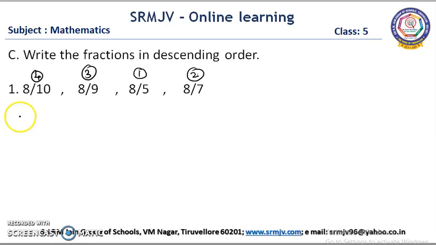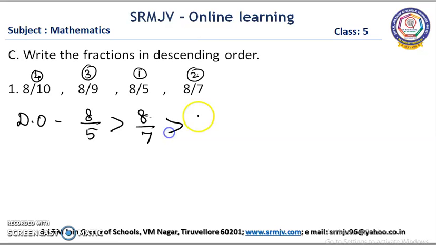Now, we are going to arrange the fractions in descending order. So, 8 by 5 and 8 by 7, 8 by 9 and 8 by 10. So, this is the descending order of the given fractions. Is it clear, children?